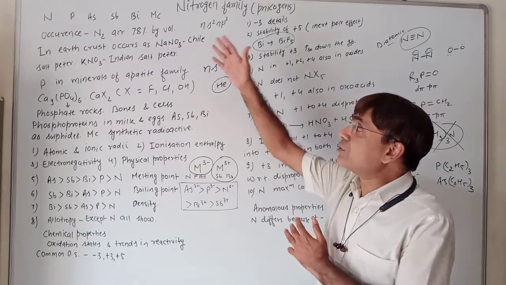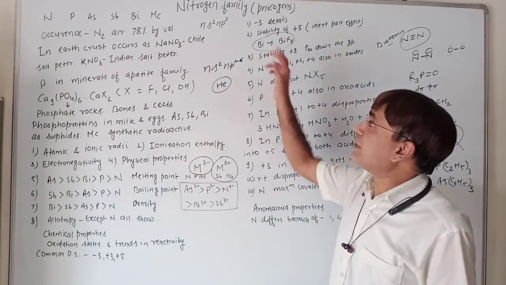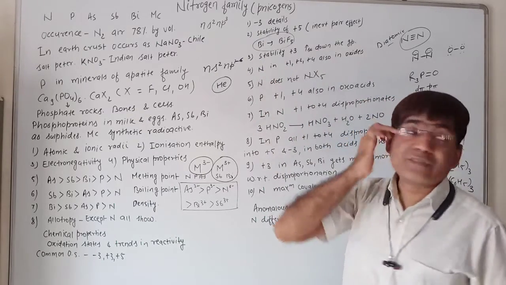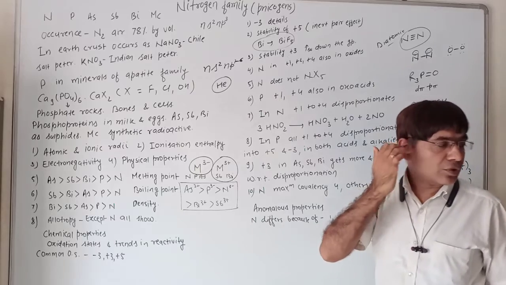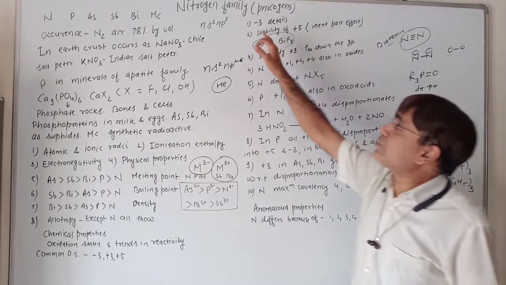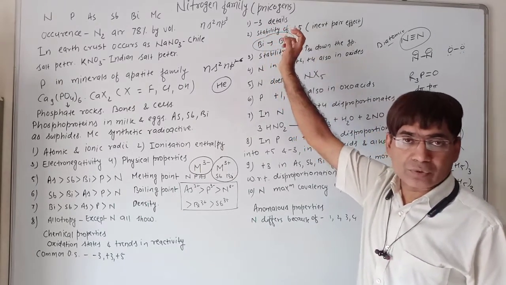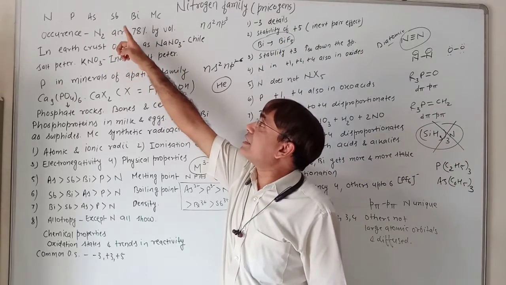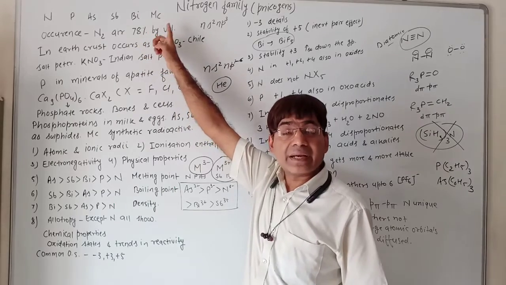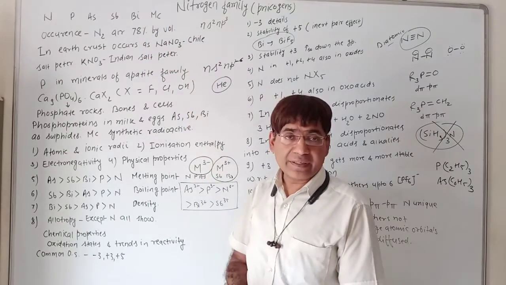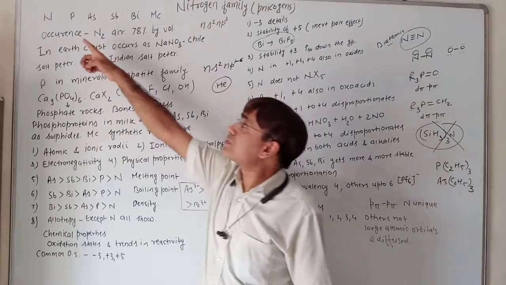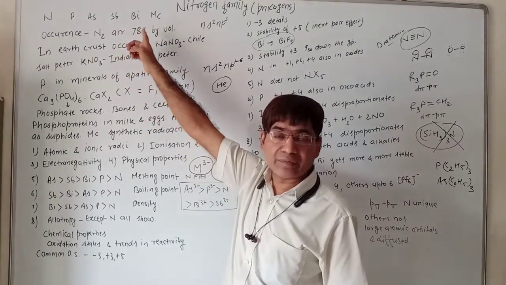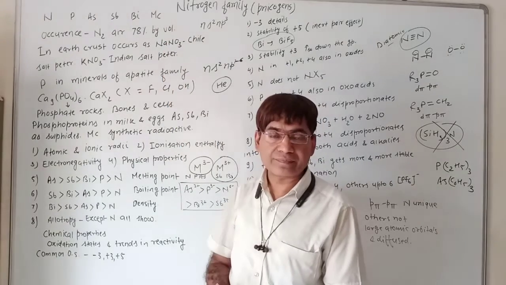Now we are entering into the individual details of the nitrogen family. Fine. In the nitrogen family, what are these members known as? These are called pnictogens. The group members are nitrogen, phosphorus, arsenic, antimony, bismuth and moscovium. First one is nitrogen, then phosphorus, then arsenic, then antimony, then bismuth, and then moscovium.